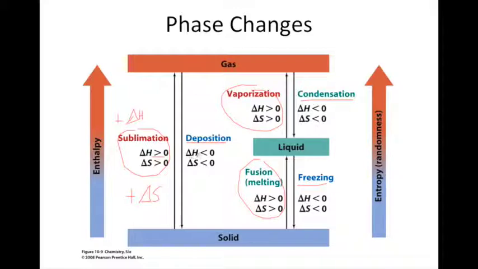Anytime we form intermolecular forces, our delta H value will be negative. So anytime you form intermolecular forces, heat is released. So our delta H value will be negative for all of these that I have underlined. Of course, the delta S value, as we mentioned before, we're going from more random, more disorder to a more orderly state, so the delta S value will be negative.